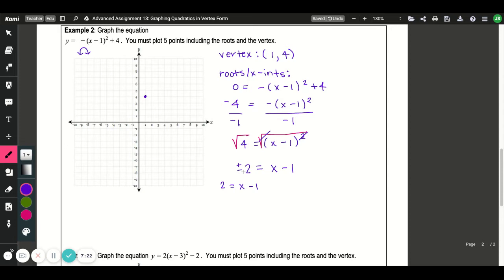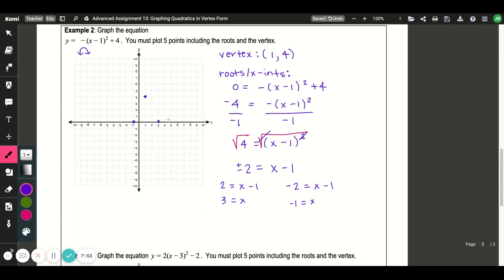And then I'm going to do a second one for the negative, just like we do when we are doing quadratic formula. So then we can solve each one. If I add 1 to both sides, I get 3 equals x. And on this side, x equals negative 1. So those are my roots or my x-intercepts. So on the x-axis, I'm going to put a point on negative 1, that's right here, and then put a point at 3 right here.